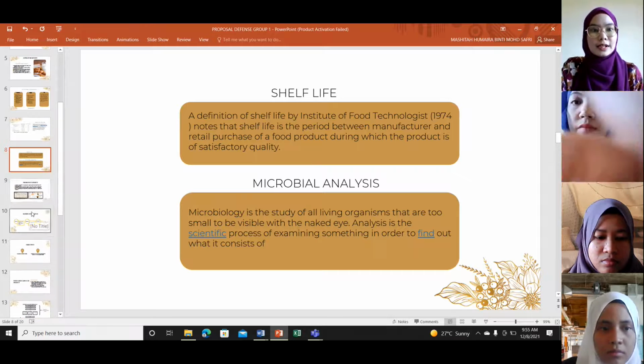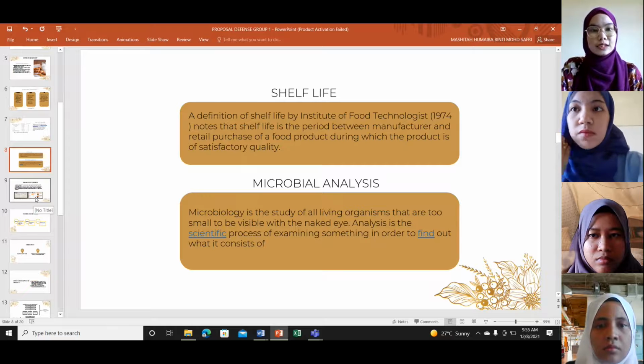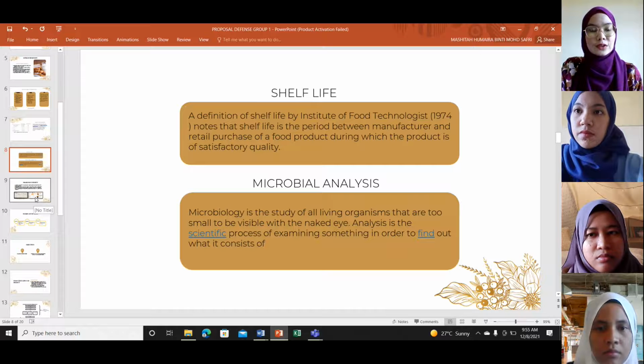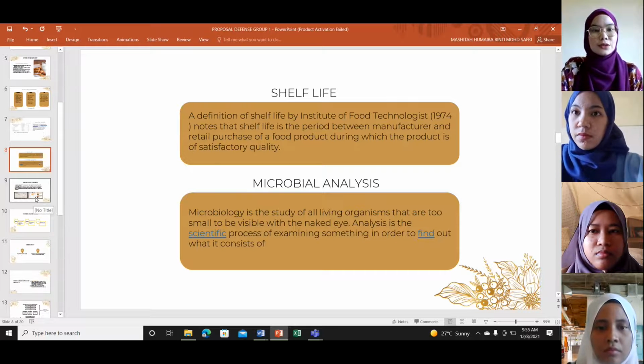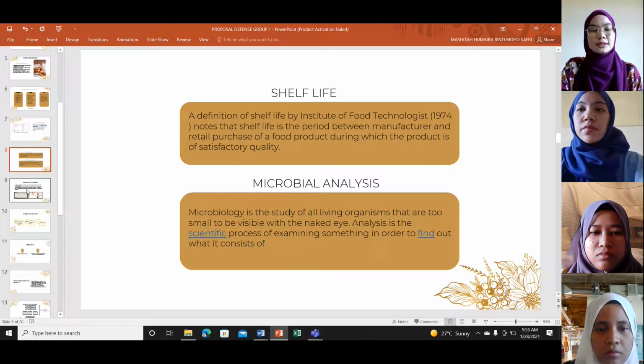Okay, for the shelf life, the definition of shelf life by the Institute of Food Technologists is the period between manufacturing and retail purchase of the food product during which the product is of satisfactory quality. And also for the microbial analysis, microbiology is the study of living organisms that are too small to be visible with the naked eye. Analysis is the scientific process of examining something in order to find out weaknesses.